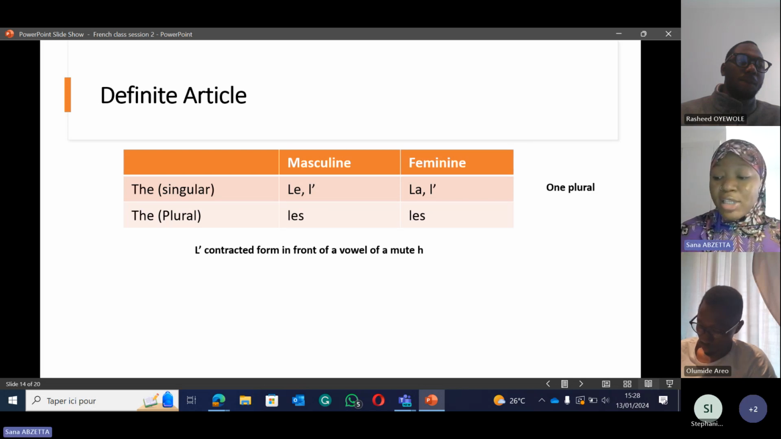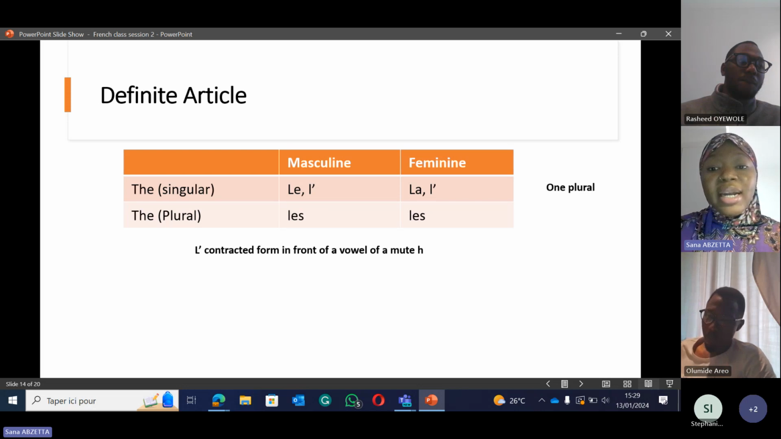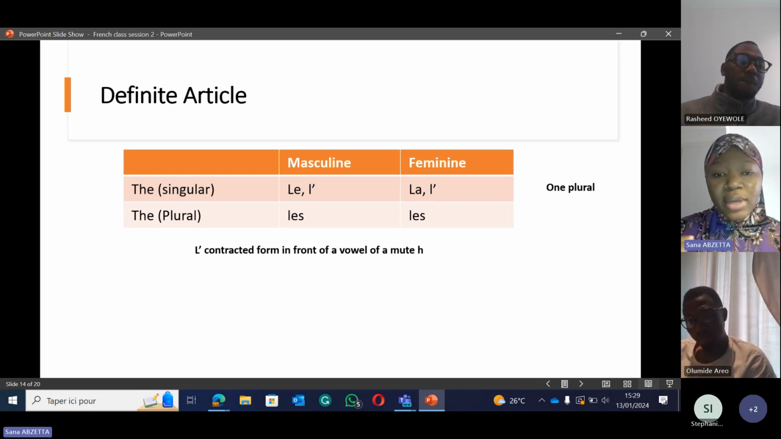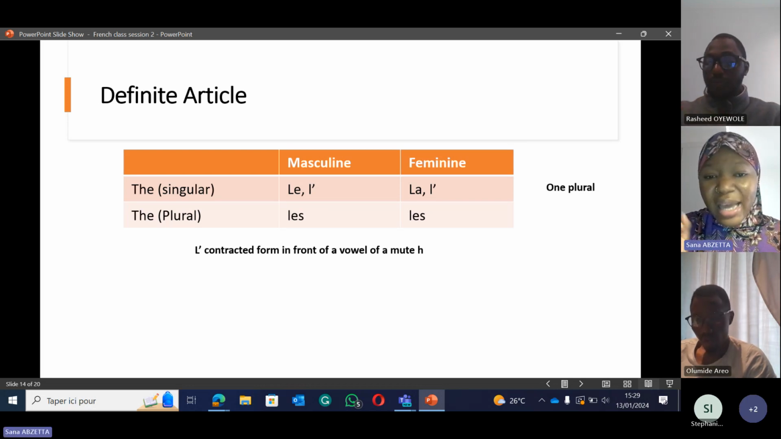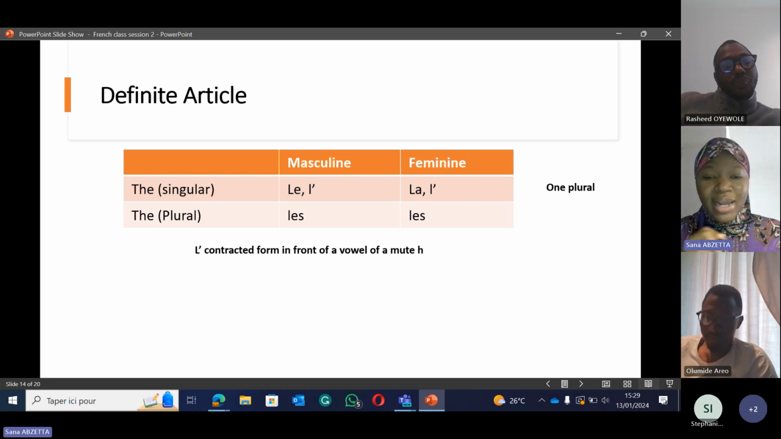It's like the same thing in English. If you have the indefinite article a, and you want to say a apple, it's not correct to say a apple. You have to add an N because there are two vowels following each other. So in English, we add an N and it becomes an apple. So in French, instead of adding another letter, we take off the letter of the article. It becomes just the L and an apostrophe, and it will be l'arbre or l'avion.